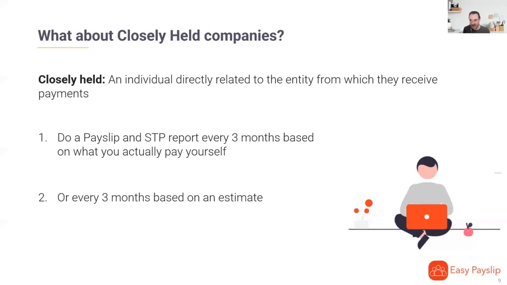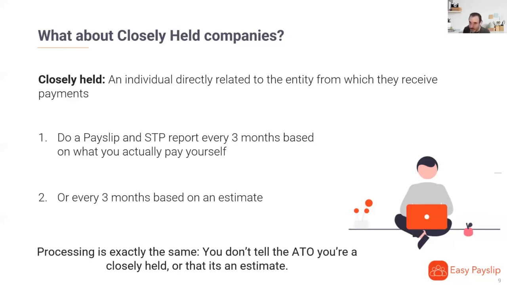So if you don't know exactly, or you and your accountant work it out at the year end, how much you're going to take out of the company, you can estimate over the year, divide it by 4, and do it as an estimate. Now, the important thing to note is you do this exactly the same in any payroll solution. Currently, in the design of STP, there is no place where you tell the system that you are a closely held payee. There is no place where you say you are doing an estimate instead of doing the actual amounts. You report it in exactly the same way.